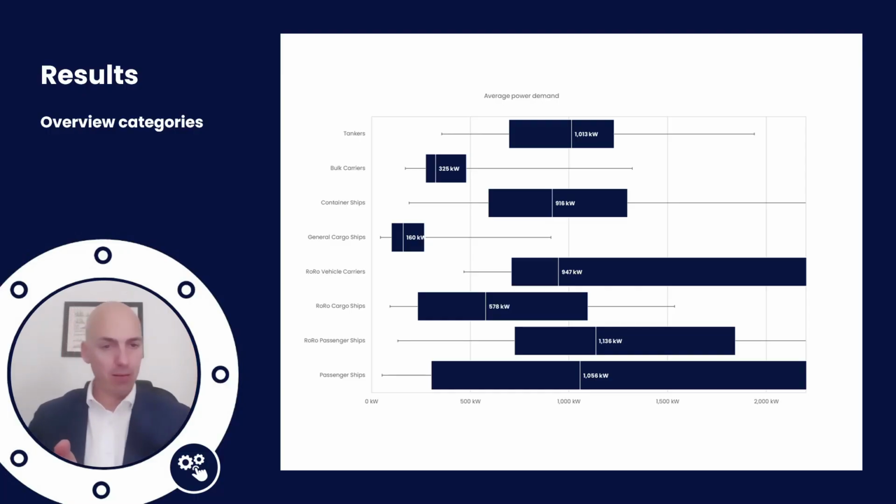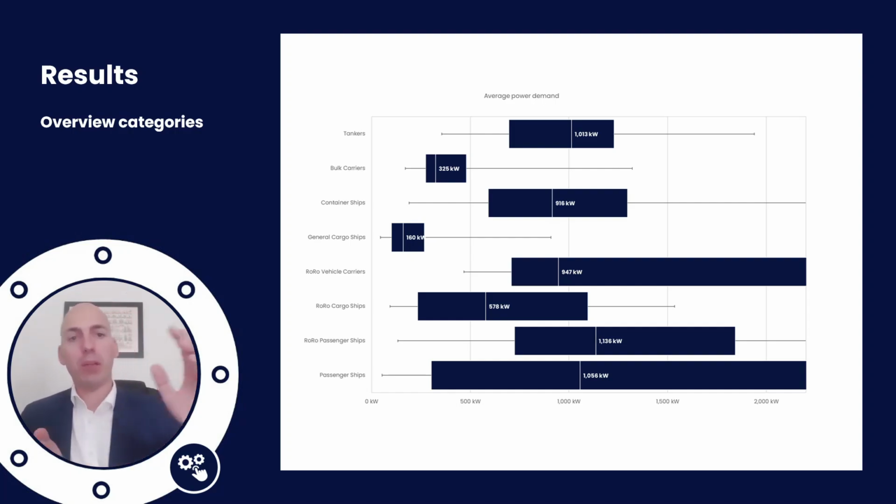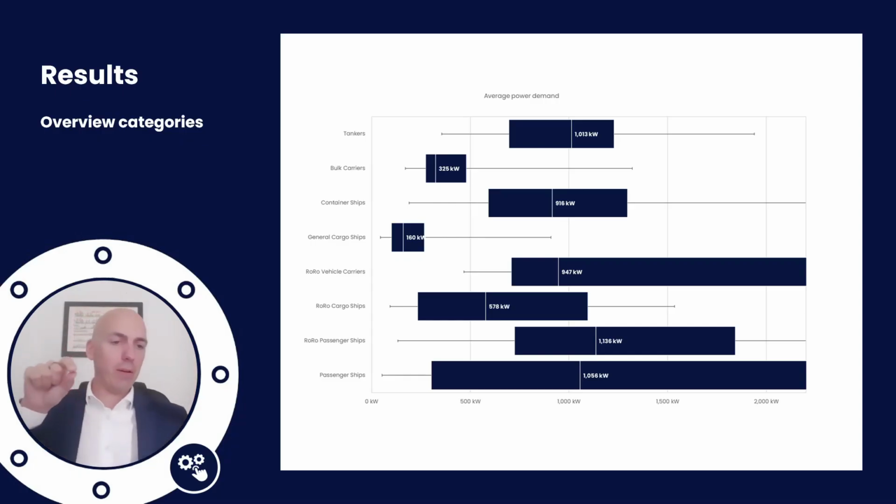It's actually cut at about 2200-ish kilowatts. You can see that the bars for ro-ro vehicle carriers and passenger ships extend quite a lot. That's because in this graph we simply put down all the calculations and values that we did and we group them. So what does this tell us?